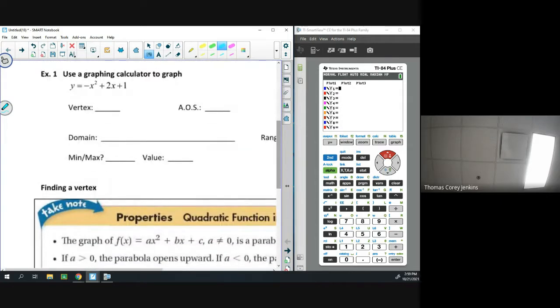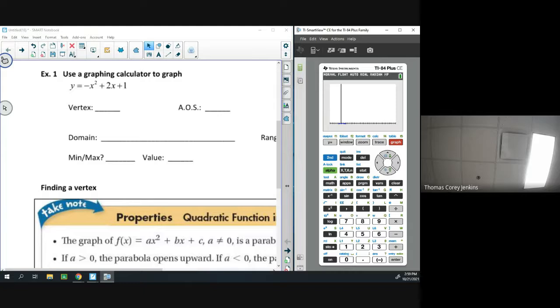Example 1 says, use a graphing calculator to graph y equals negative 1x squared plus 2x plus 1. So we'll go ahead and just type that right in to our graphing calculator. So negative x squared plus 2x plus 1. And I'm just going to kind of get a visual here to see if I can make out where the vertex is.